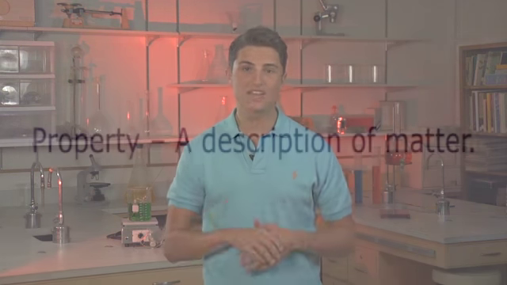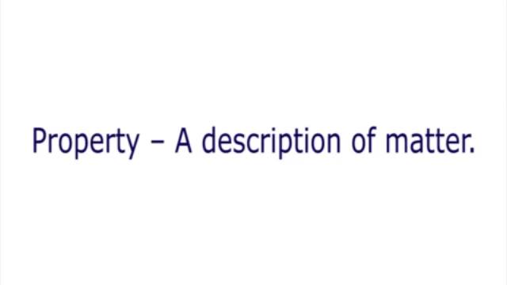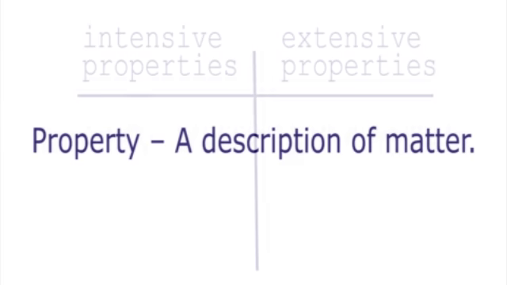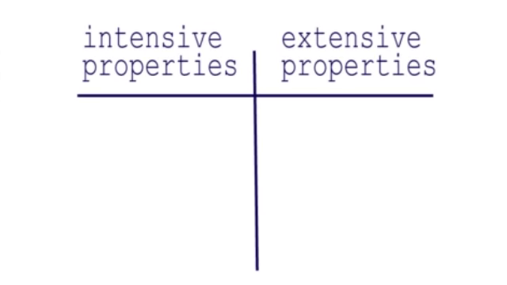By observing matter and measuring it for its various properties, we can gradually get enough information to tell it apart from other kinds of matter. Scientists study different kinds of matter and the transformations that happen between them. A property is a description of matter. Let's take a look at that definition. Properties of matter can be divided into two categories: intensive and extensive properties.